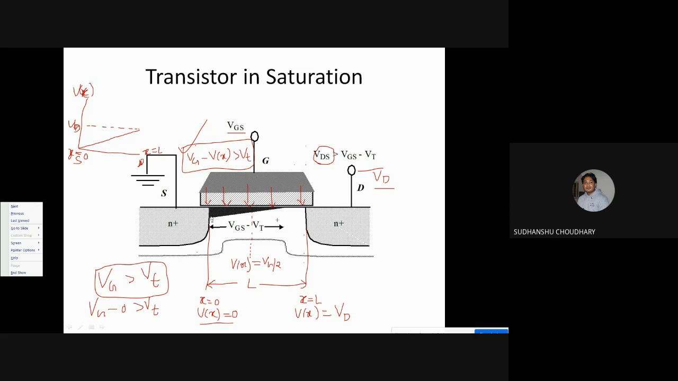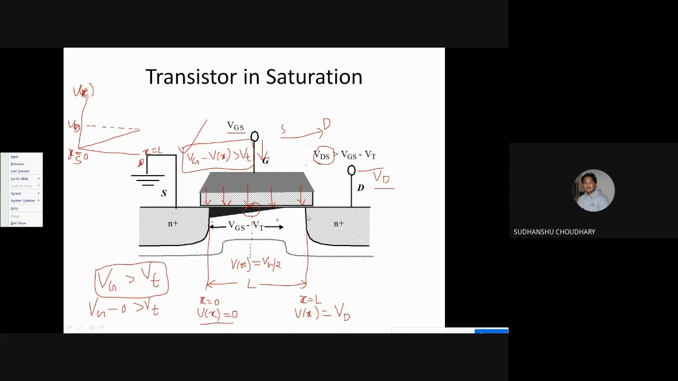So the channel will not be uniform. That means in this region you will have a weak channel, because the channel potential is increasing and you have applied some fixed bias Vg. So obviously Vg minus Vx will also decrease, right? Vg minus Vx, that is this term, will decrease when you move from source to drain.